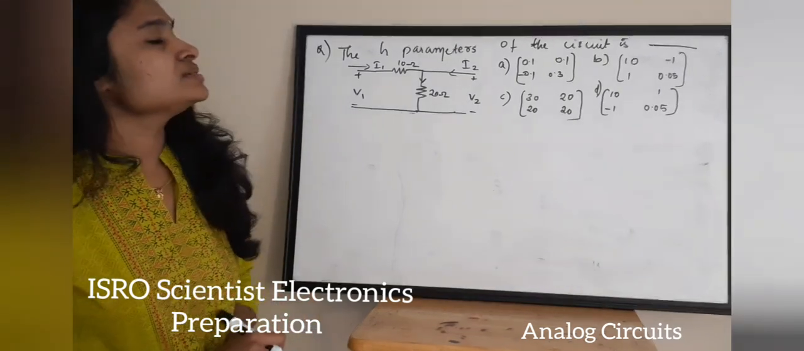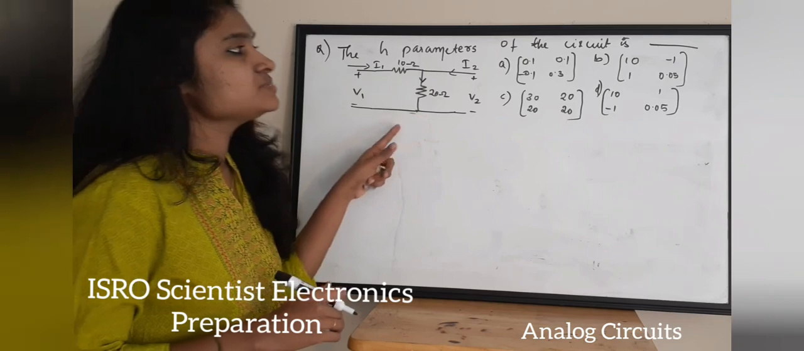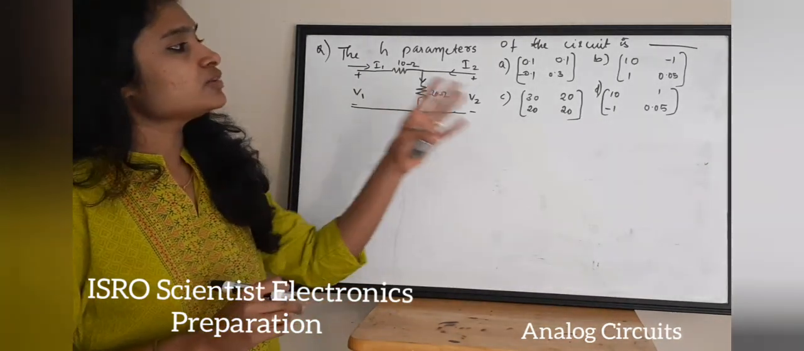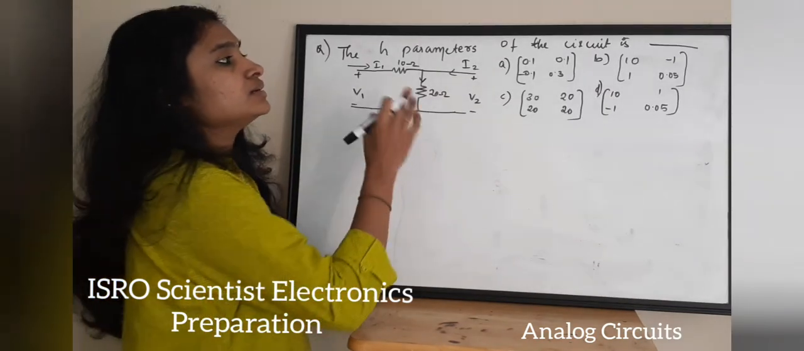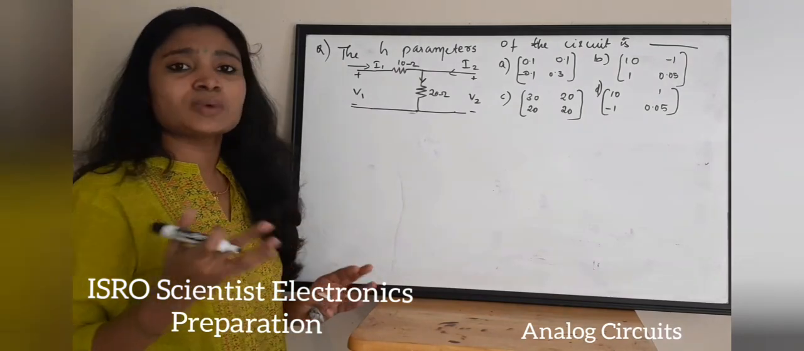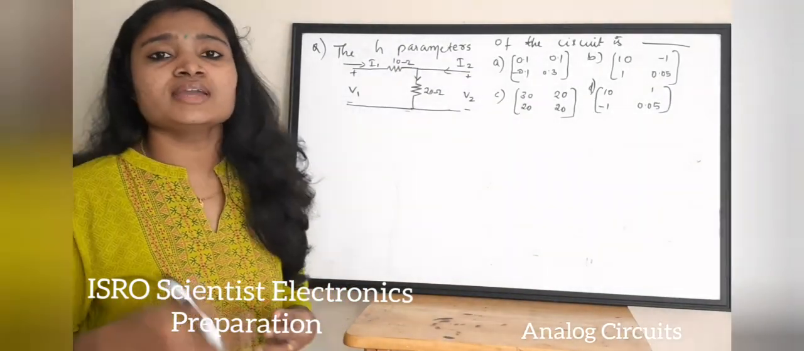The H parameters of the circuit is dash. Okay, so a circuit is being given and we need to find its H parameters. There are four options given, in the form of 2 by 2 matrices. So what are H parameters? Before answering this question, let us see what the basics of H parameters are.